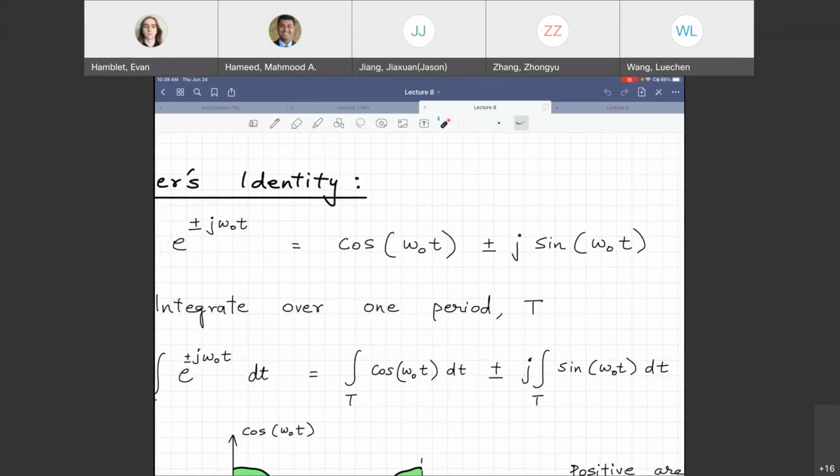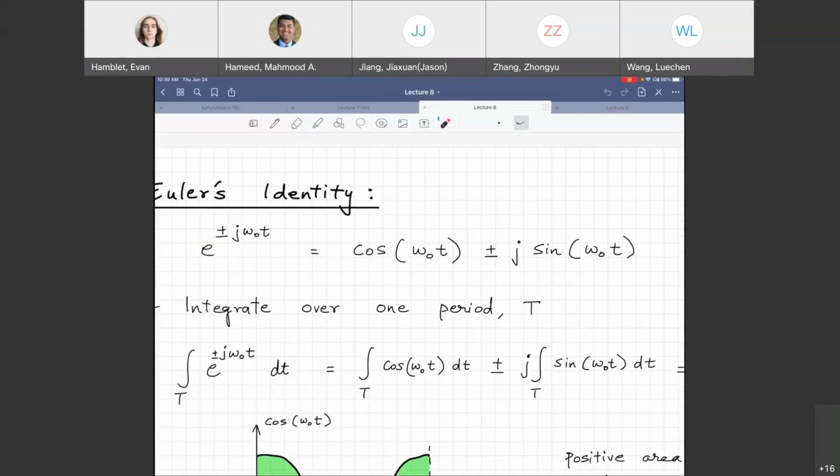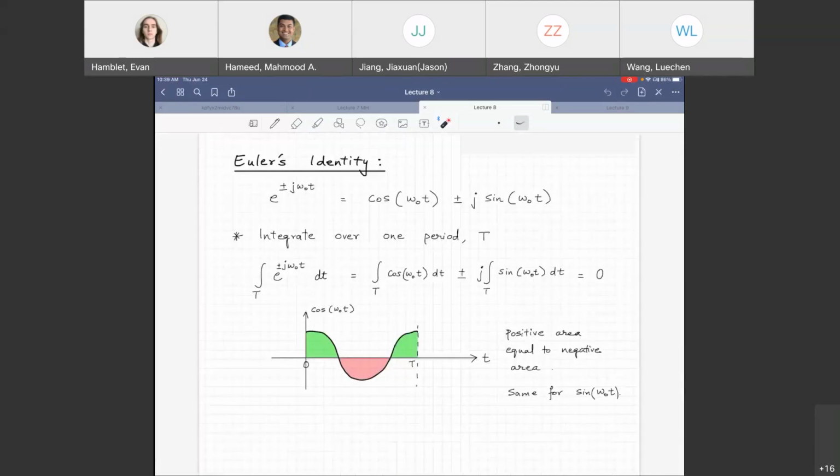E to the plus or minus j omega naught t can be represented using a cosine and a sine. So you've got cosine omega naught t plus or minus j sine omega naught t, where omega naught again is the radian frequency of this cosine or sine. Now when you sketch it out, the cosine for one time period looks like this, and then if you did that for the sine, it would look something like that, right, for one time period.